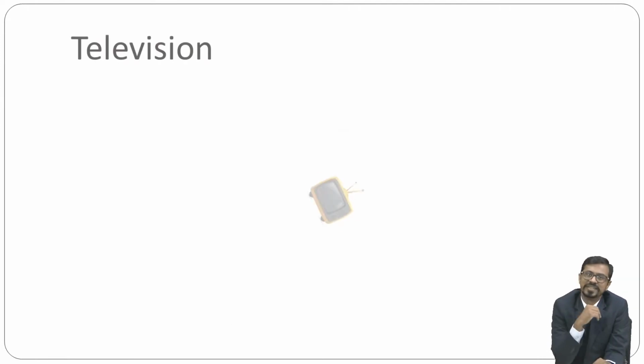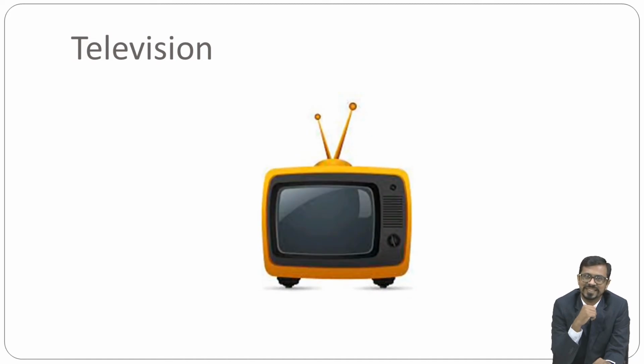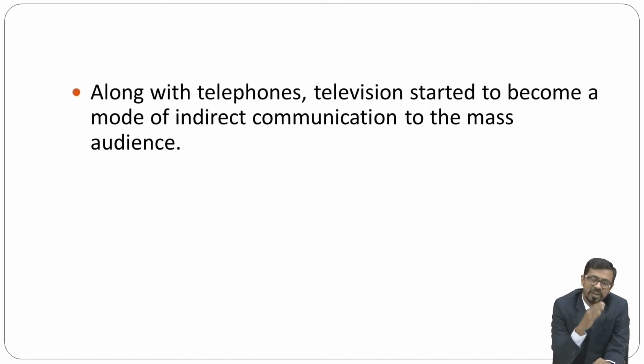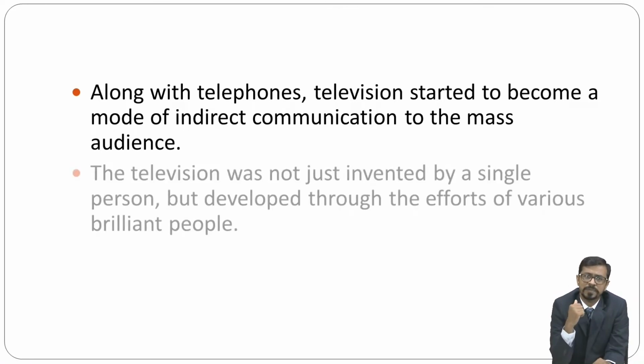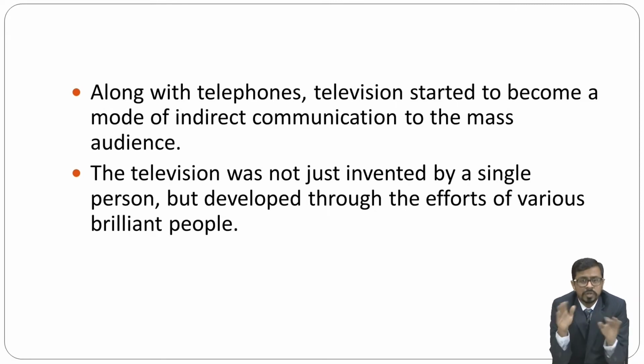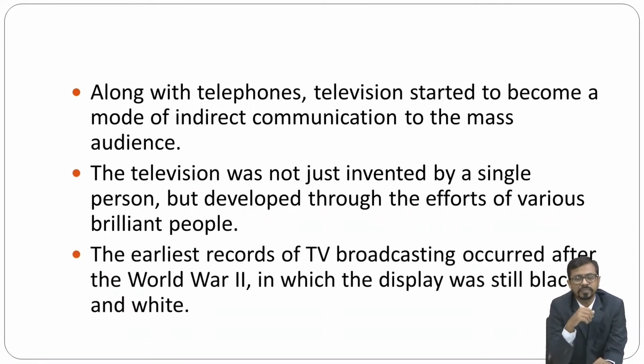Then came the television. Along with telephones, television started to become a mode of indirect communication to the mass audience. The television was not just invented by a single person but developed through the efforts of various brilliant people. The earliest records of TV broadcasting occurred after World War II, in which the display was still black and white. And then came the internet.